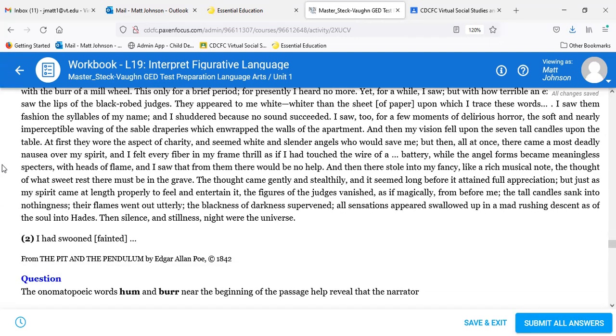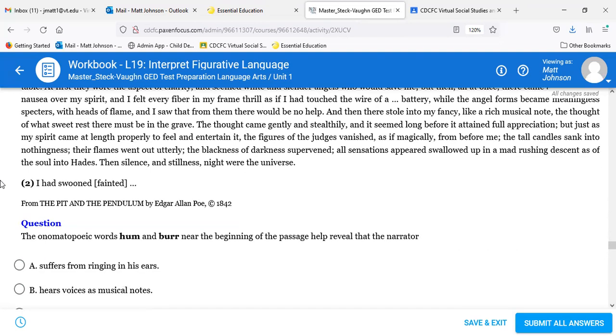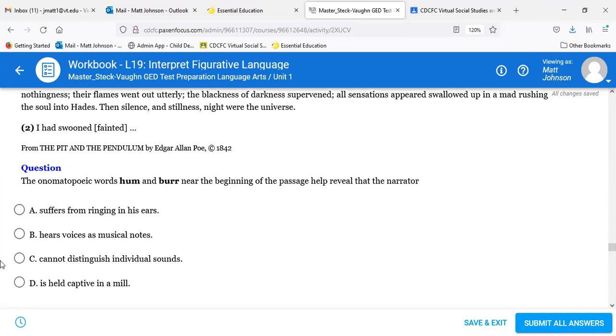So, from The Pit and the Pendulum, Edgar Allan Poe, 1842. Number 11: the onomatopoeic words hum and burr near the beginning of the passage help reveal that the narrator A, suffers from ringing in his ears, B, hears voices as musical notes, C, cannot distinguish individual sounds, or D, is held captive in a mill. It is C, cannot distinguish individual sounds. So 11 is C as in cat.